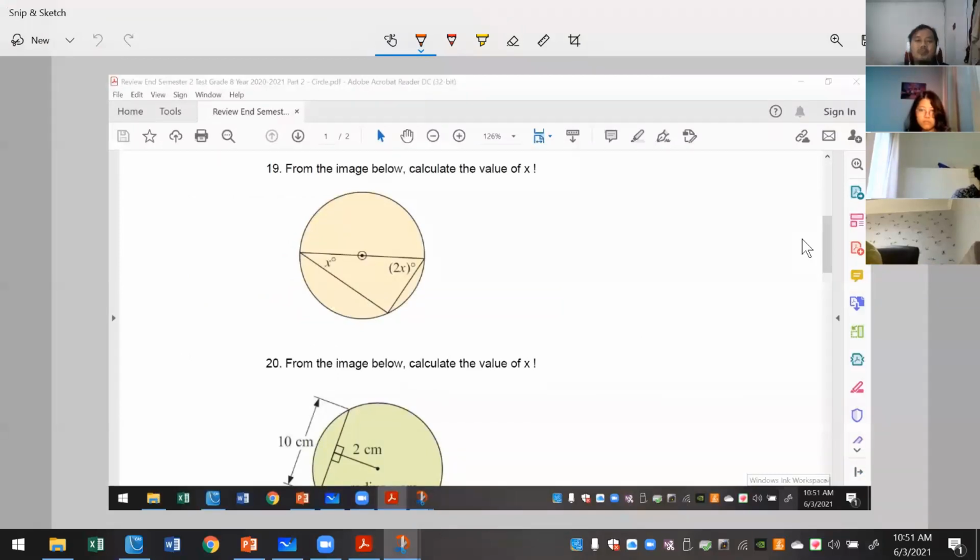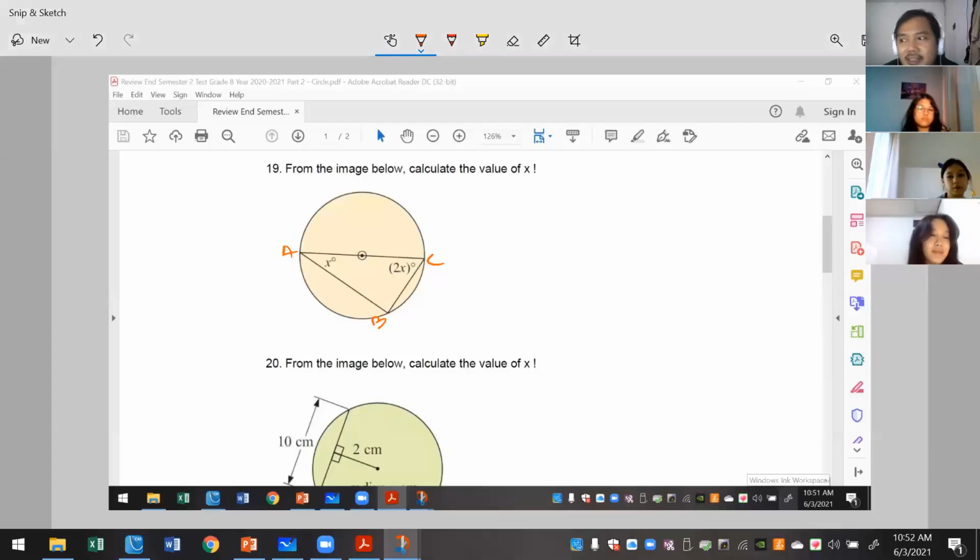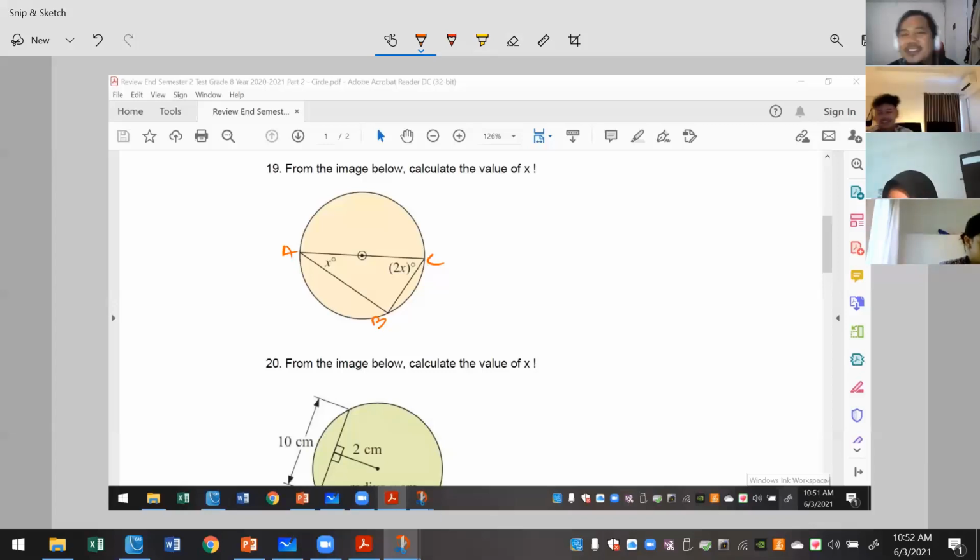Okay, here we go. From the image below, calculate the value of x. I'm going to ask someone here. Can anyone help me? What kind of triangle is this? If I have A, B, C here, what type of triangle is it? Anyone? Oh, Vicky, yes. Segitiga sembarang. Okay, anyone else have a different opinion from Vicky? Ciara. Right angle triangle. Why do you think it's a right angle triangle?